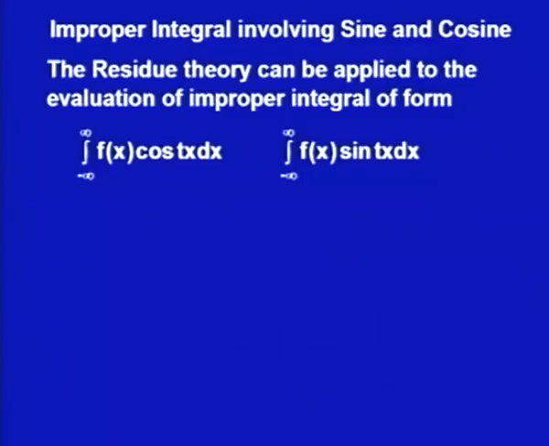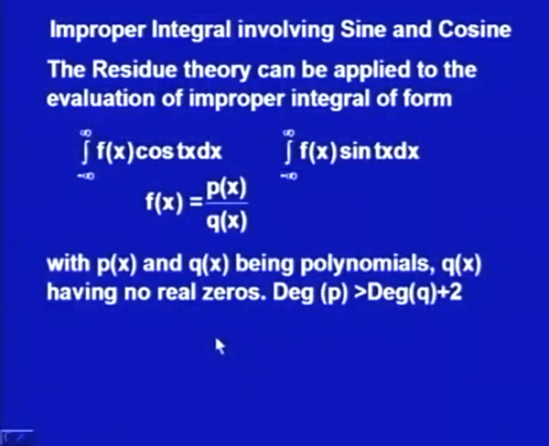kind of integral appears. Here we first assume that f(x) satisfies all those conditions which we learned in the last lecture: that f(x) is again a rational function, the ratio of two polynomials p(x) and q(x), where p and q do not have common factors, and the degree of q, the denominator, is at least 2 higher than the degree of the numerator. Moreover, q(x) will not have any real zero.